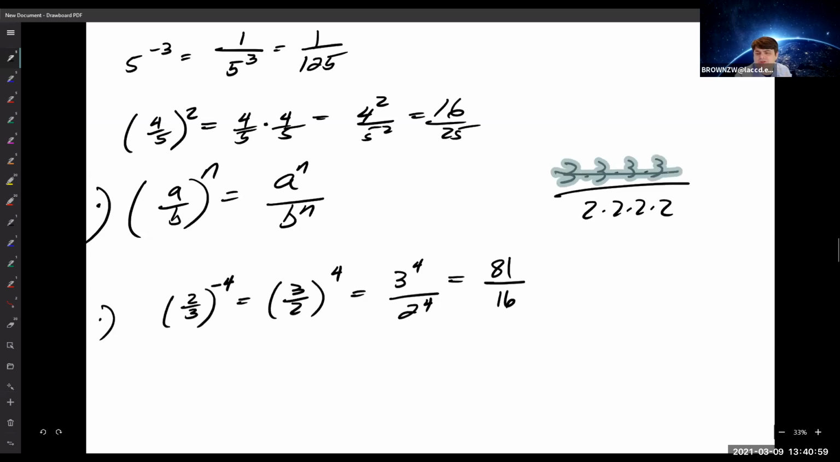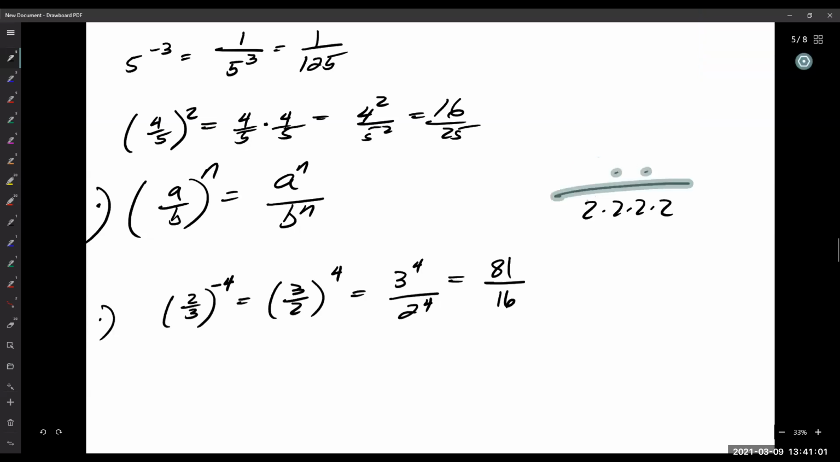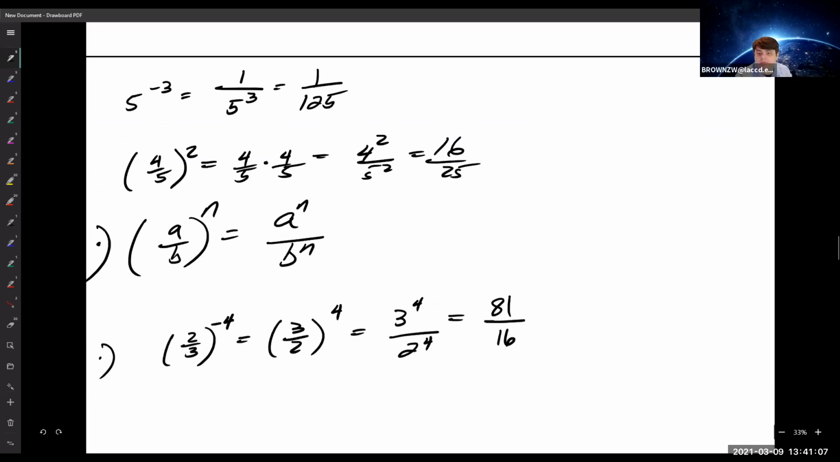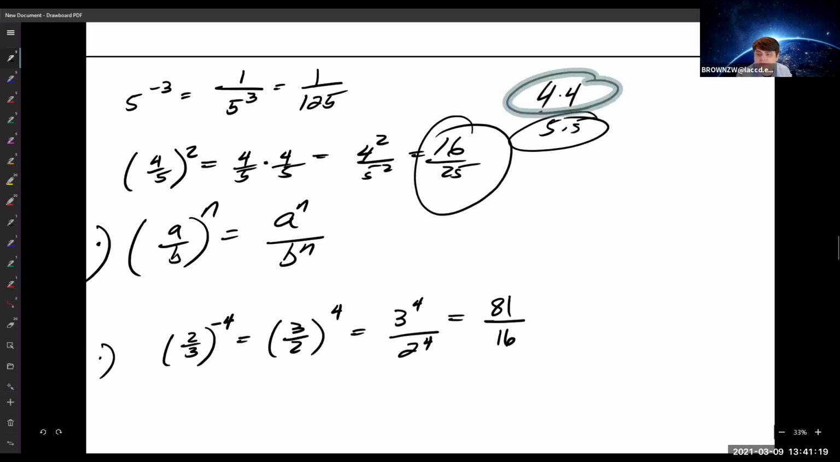Or were you talking about like a mixed fraction or something like that? I was kind of talking about the 16/25 as well. Oh, same thing, right? 4 and 5 have no common factors, right? So because of that, this is 4 squared over 5 squared. There's nothing to simplify here.